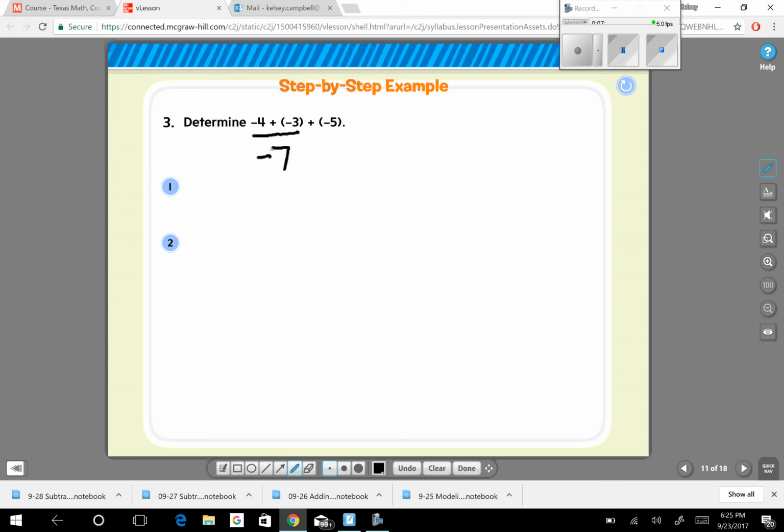So you're going to sum. 4 plus 3 is 7, and they're both negative, so your answer is negative. Then we have the negative 7 plus that negative 5 that was left from before. Now we're going to look at their signs. Both negatives, so we know that our answer is going to be a negative. And now 7 plus 5 is 12. So our answer for this comes out to be negative 12.